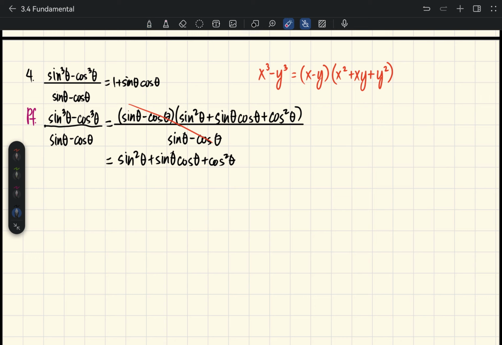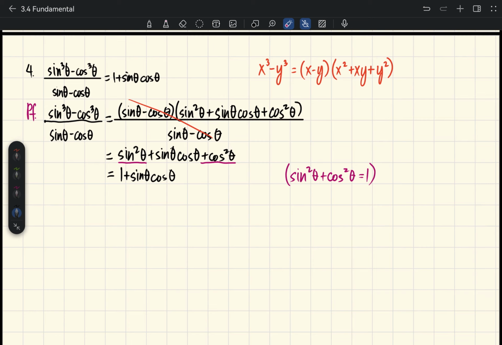And what do we observe here? You have a term sine squared and cosine squared. And that's our Pythagorean identity, right? We have sine squared theta plus cosine squared theta equals 1. So this one right here, sine squared theta plus cosine squared theta, is just 1. So we have 1 plus sine theta cosine theta, which is the one on the right side of our identity. And that ends the proof for number 4.